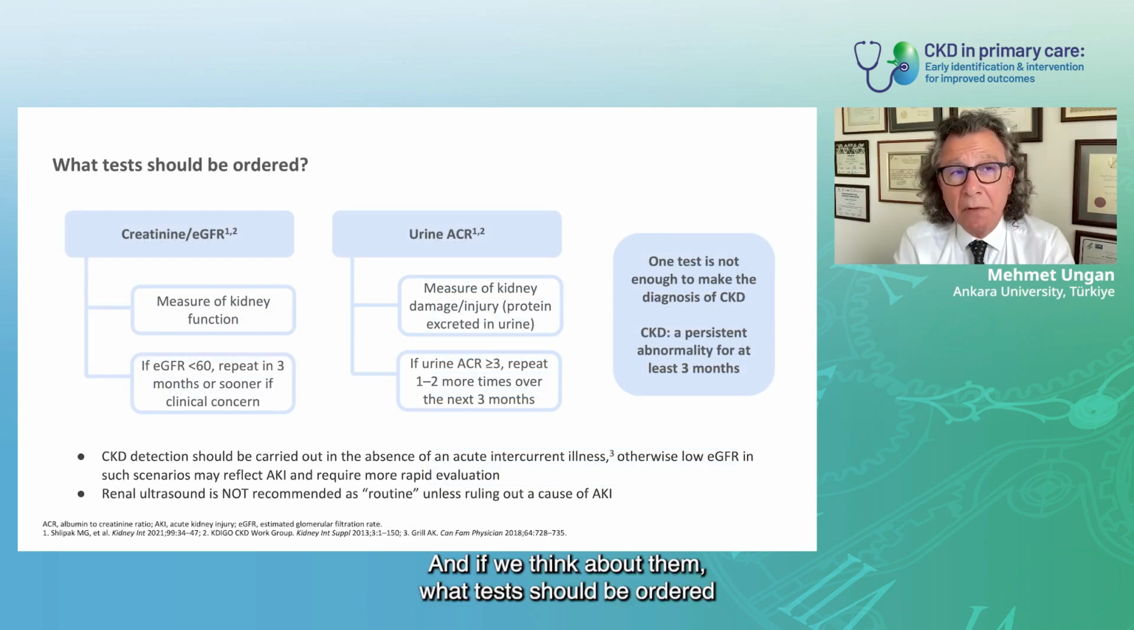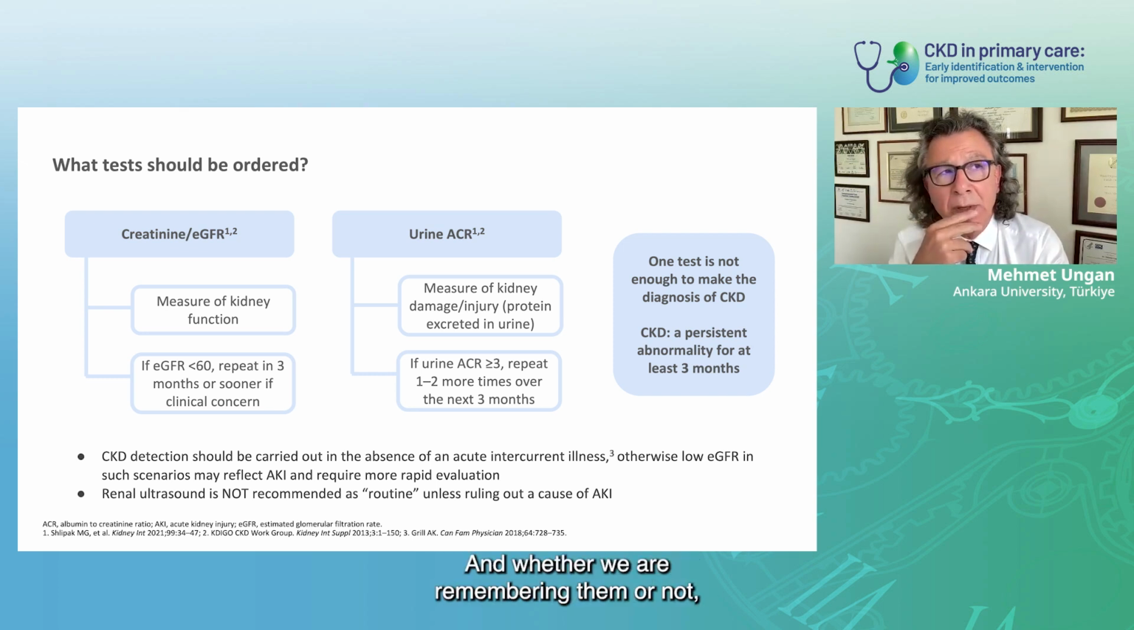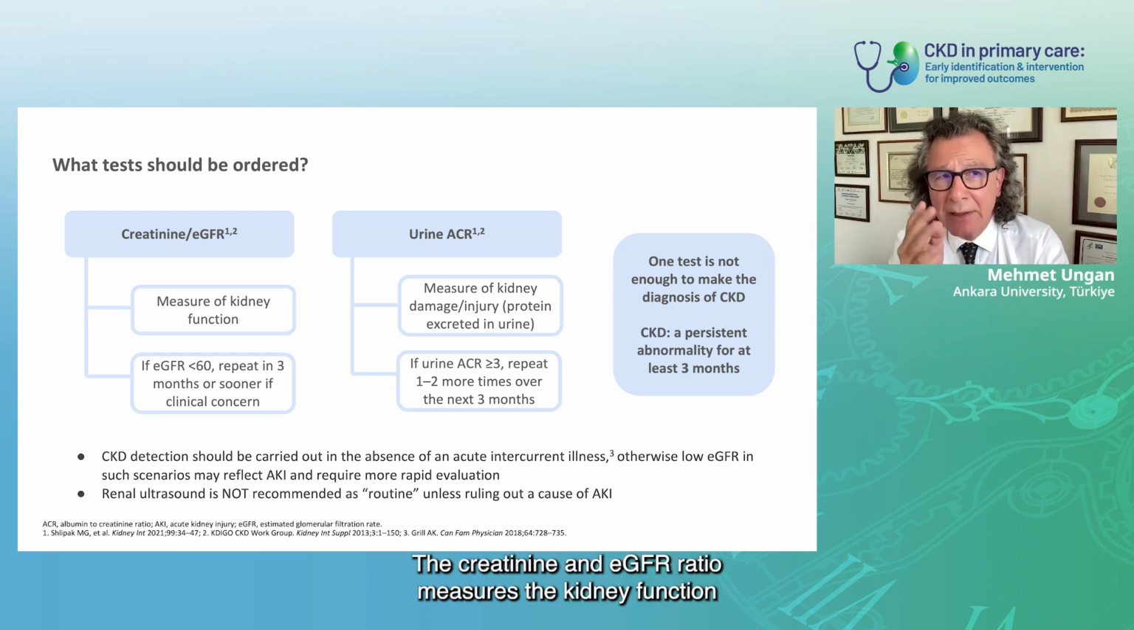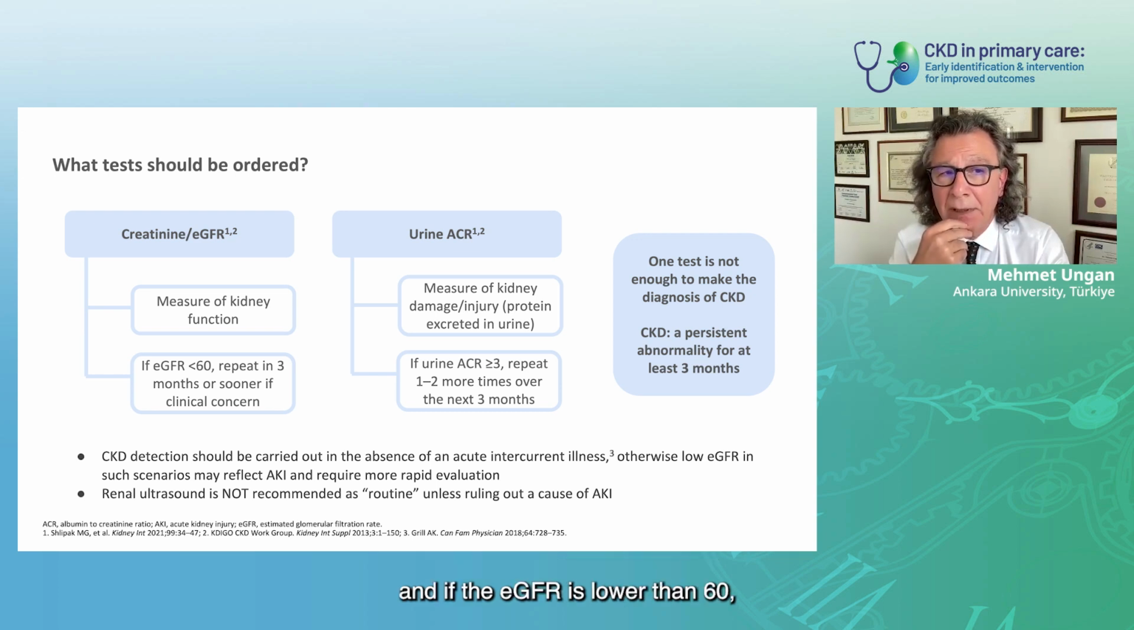And if we think about them, the question is usually what tests should be ordered, and whether we are applying those, whether we are remembering them or not. I think it's always good to have them on our desk: we have to order the creatinine and eGFR and urine ACR values, and those are the main tests that we should be considering when we see the risk factors.